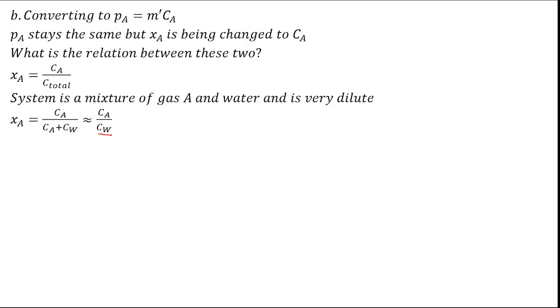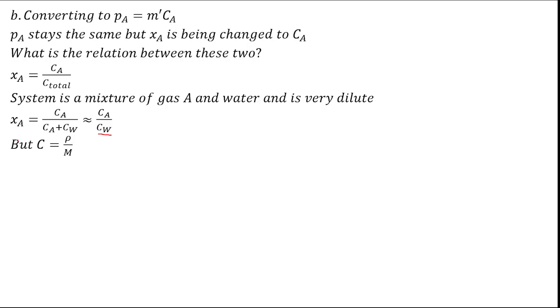So let's imagine the concentration of A is 0.1 mole per liter, and the concentration of water is, let's say, 1000 mole per liter. If we add them at the end of the day, we'll have 1000.1 as the total, but it's very close to 1000, so we can just work with 1000 instead. That's the analogy we are trying to use here.